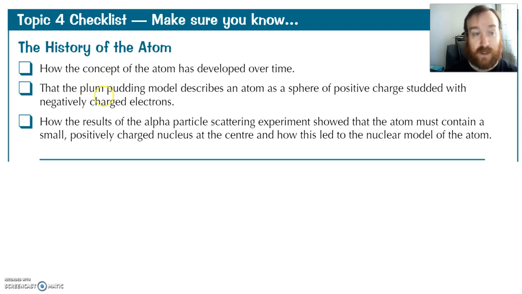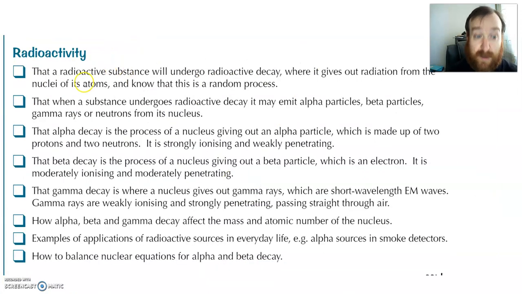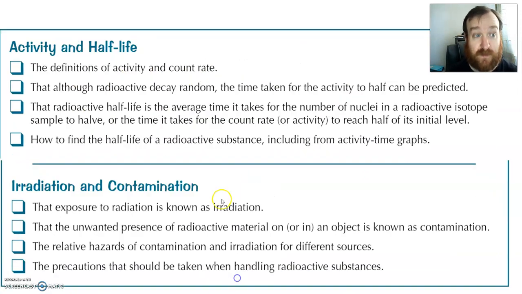Now, I'm also going to attach this checklist, okay, with the different things that you need to know about atomic structure. So the first section is on the history of the atom, how that model changed, and the structure of the atom, so all the different bits of information that you need to know for your exam on the structure, about radioactivity, about activity and half-life, and irradiation and contamination.